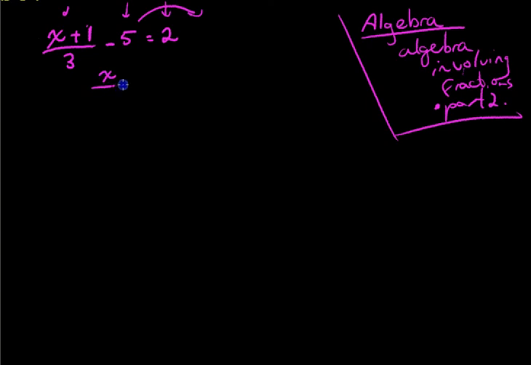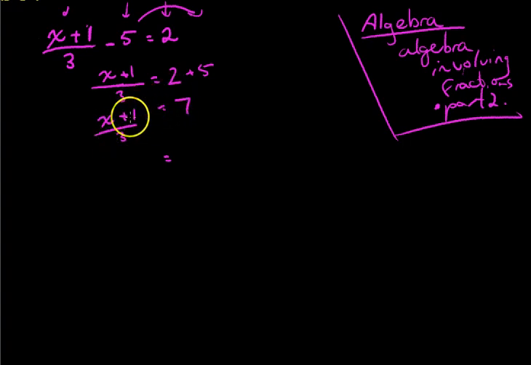So we've got x plus 1 divided by 3 equals 2. Now that negative 5 moves over and becomes positive 5. So now we have x plus 1 divided by 3. Okay, so x plus 1 divided by 3 equals 7.